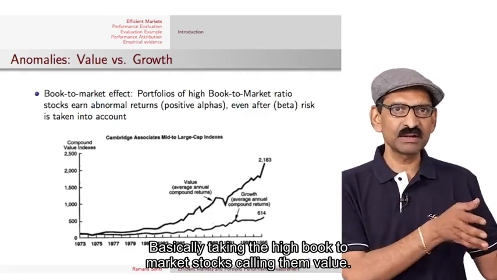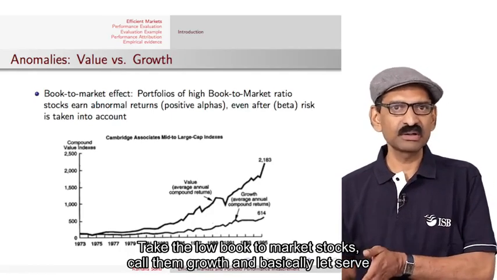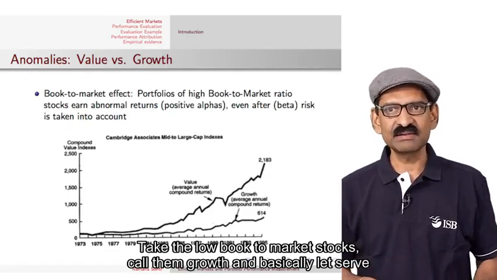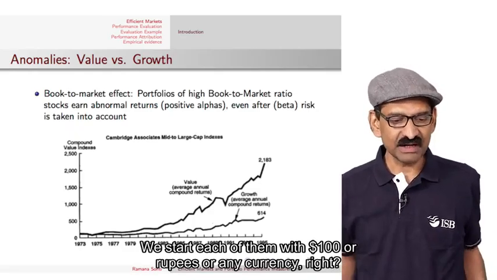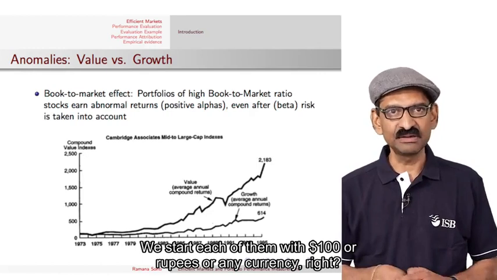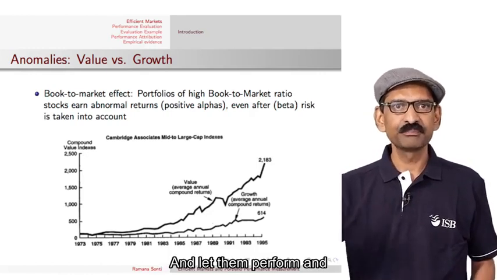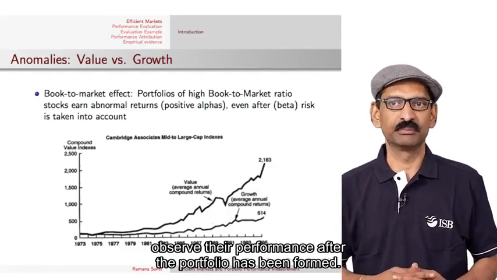Basically, taking the high book to market stocks, calling them value, and taking the low book to market stocks, calling them growth, let's say we run a horse race between two portfolios of value and growth. We start each of them with $100, or rupees, or any currency, and let them perform and observe their performance after the portfolio has been formed.